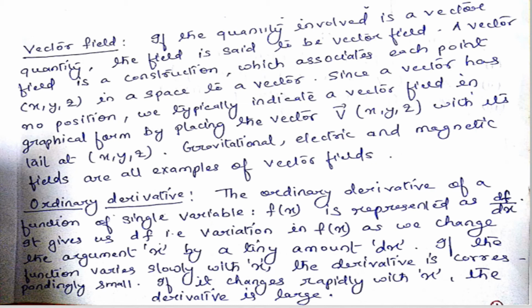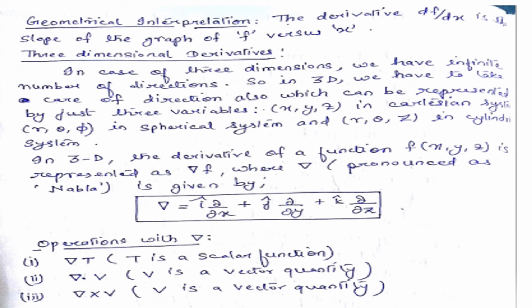Okay, so this is what is about your ordinary derivative. Now the question arises, if you talk about ordinary derivative, what is the geometrical interpretation of this df by dt? If you talk about the derivative df by dx, it is the slope of the graph of f versus x. If I say df by dt, then it will be the slope of the graph of f versus t. Means how my function is varying with x, the slope of the graph gives you the value of the derivative.